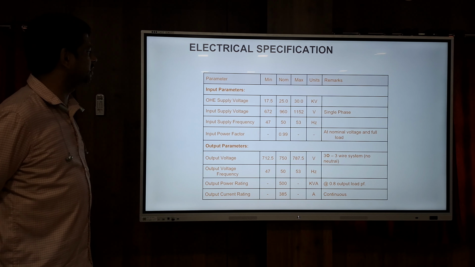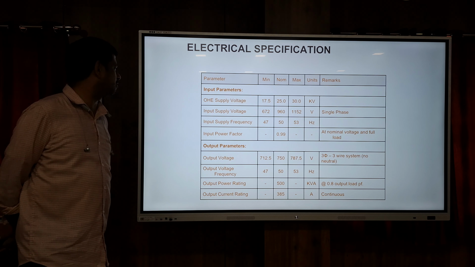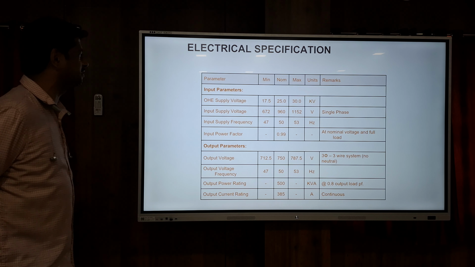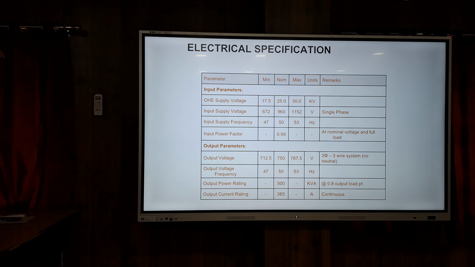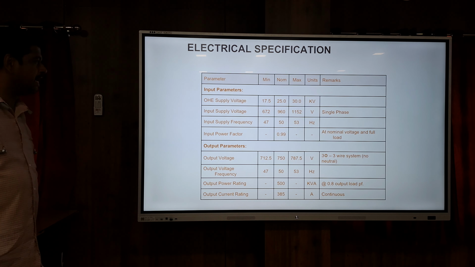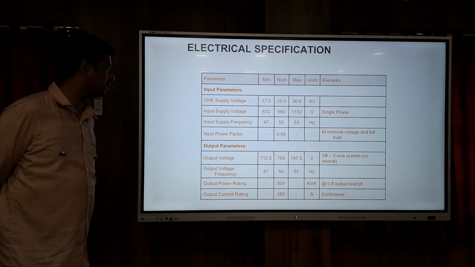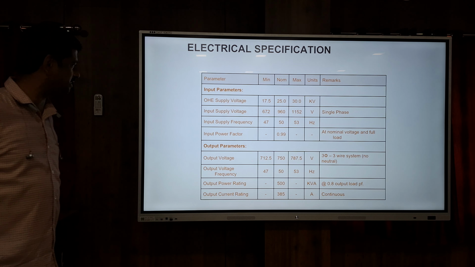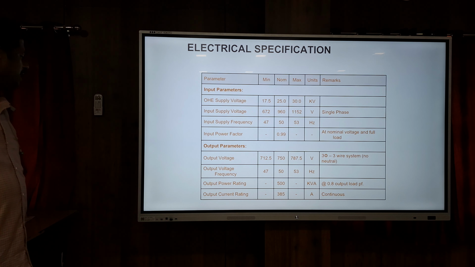Input supply frequency is 47 to 53 Hz. Input power factor is 0.99. At nominal voltage and full load, the power factor will be 0.99. Output parameter is 712 to 787 and the normal voltage is 750. Three-phase, three-wire system without neutral. Output voltage frequency is 47 to 53 and the nominal is 50 only.